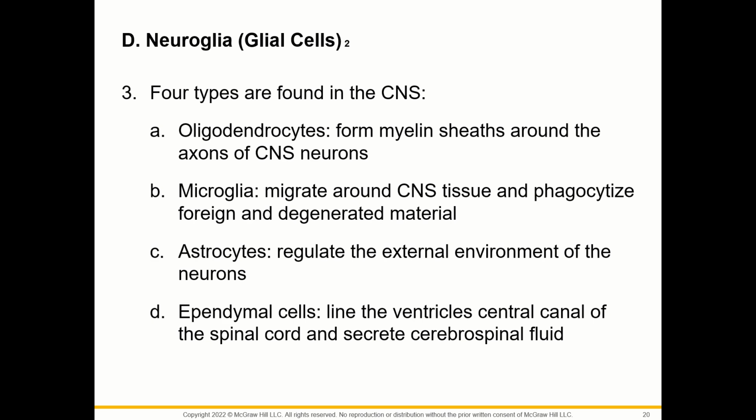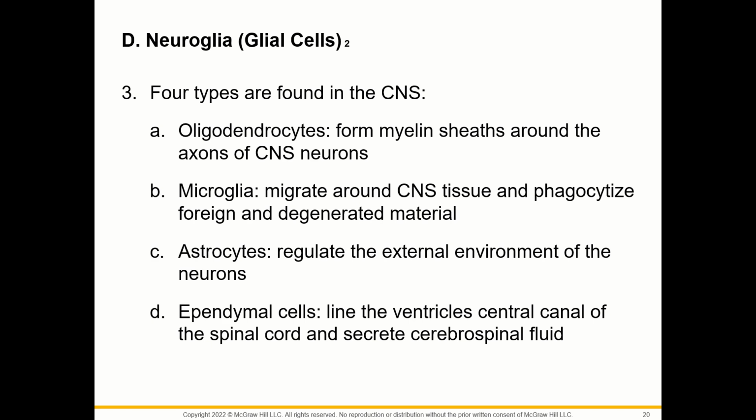The microglia, these are going to be very tiny, micro. So they're tiny neuroglial cells, and they're going to act like the immune cells, because there's that blood-brain barrier that's going to bar the white blood cells and things like that from coming into the brain and spinal cord. So the microglia are going to take the place of that, and they're going to migrate around the central nervous system tissue and phagocytize foreign and degenerated material.